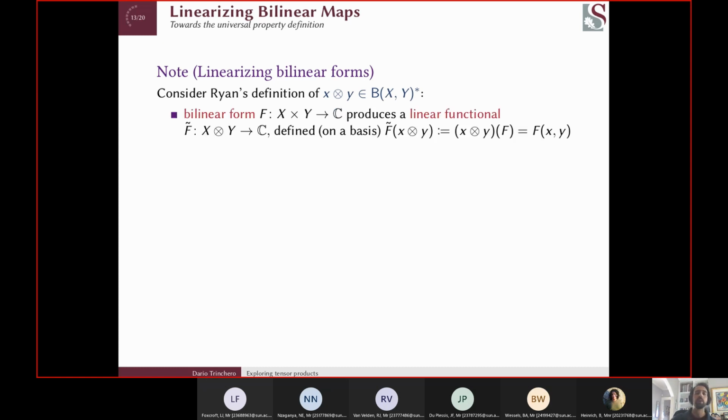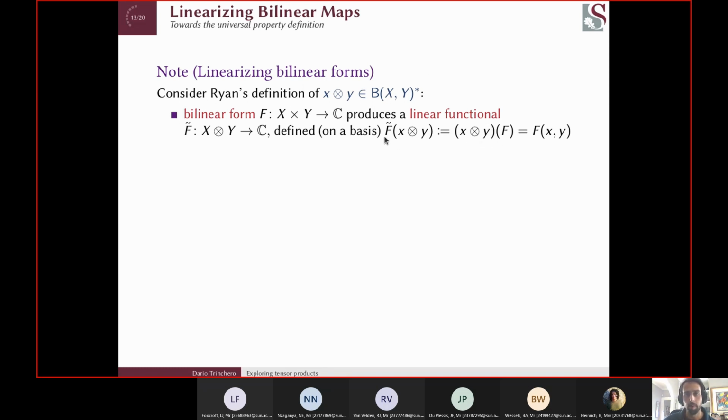Now, take a bilinear form. Let's call it capital F. And we can produce from it, I claim, a linear functional, which I've called F tilde, defined instead of on the Cartesian products, like the bilinear form is, we define the linear functional on the tensor product. And we can define them on a basis. So take one of the representative basis vectors, let's say X tensor Y, and we define it as such. We define F tilde of that tensor, rather, is the tensor acting on F.